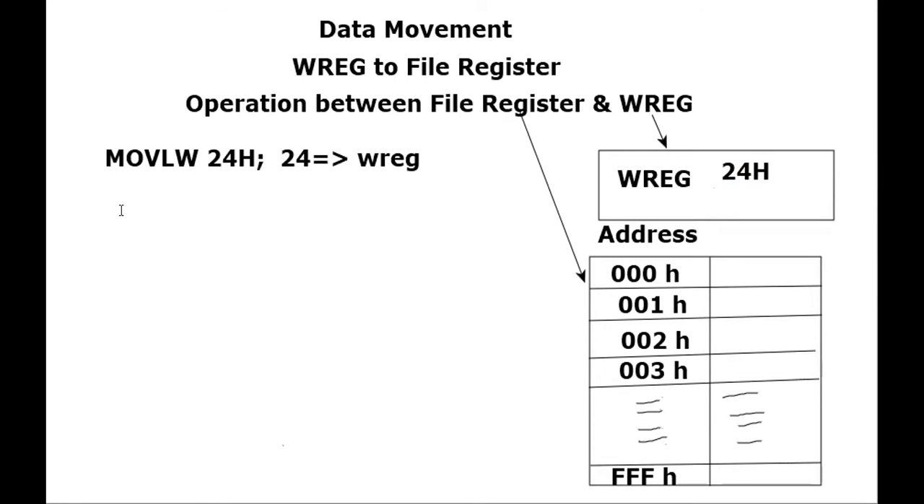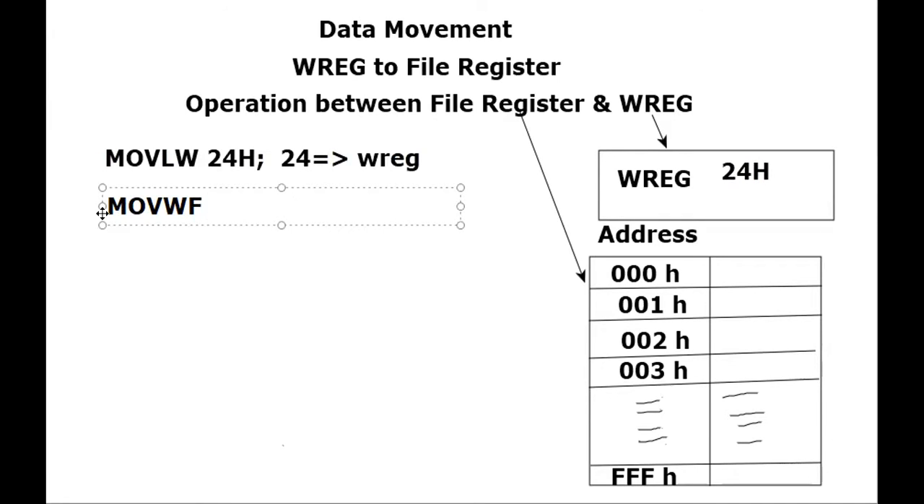Now the next command, which is today's topic, we are going to write, let's say, move working to file. Move means to transfer. Working to file means we are transferring the value of the working register inside the file register.